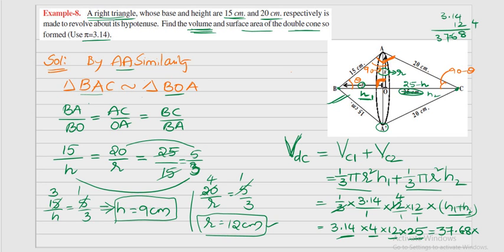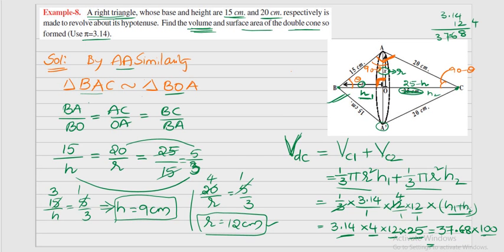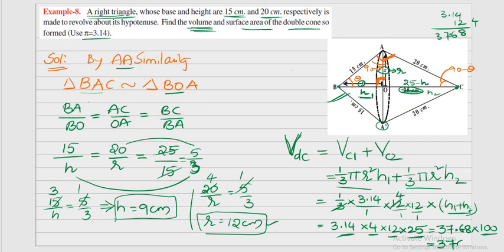37.68 into this 25 4s are 100. So this 3.14 into 12 is 37.68 into 100. Because of this 100, these two decimal points will vanish. Then from this what I am going to get? The answer is 3768 centimeter cube, because it is nothing but volume. So volume is centimeter cube.